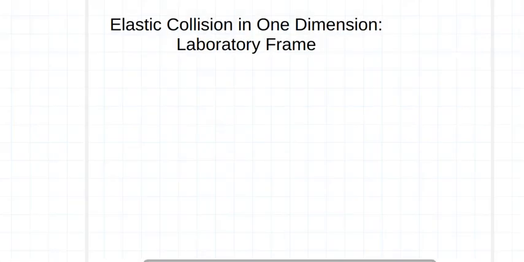Now, in this lecture, I am going to talk about elastic collision in one dimension, and I'm talking about it for the laboratory frame of reference. So, consider two particles, and the particles are supposed to move along the x-axis. Say this is the y-axis. Let us call this the origin.